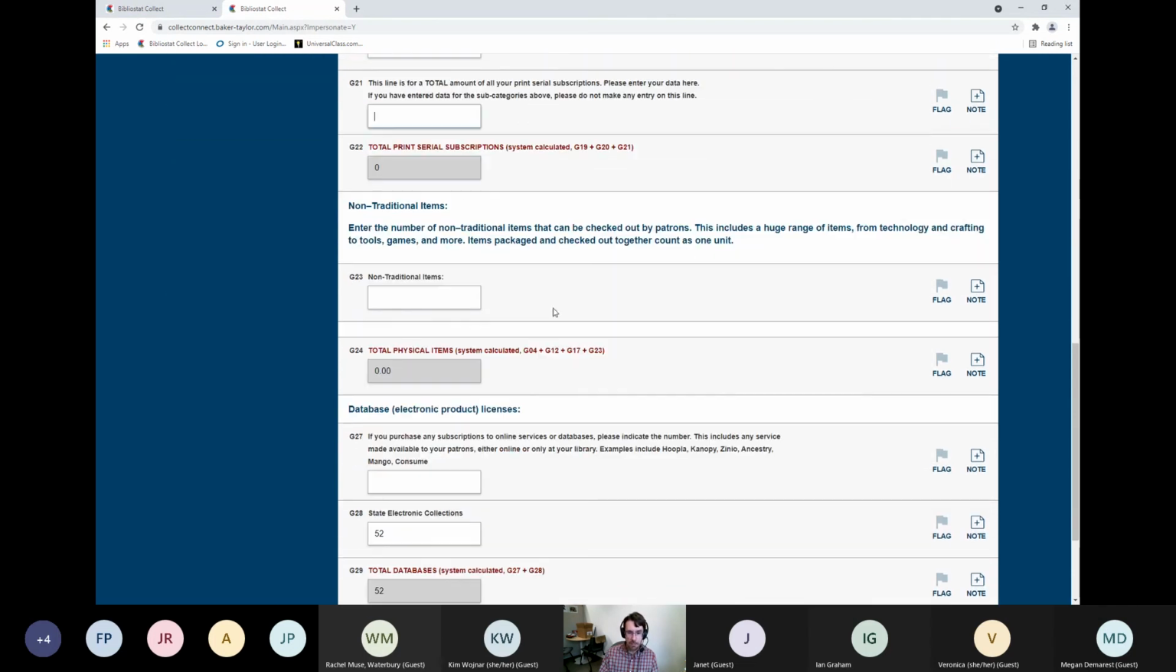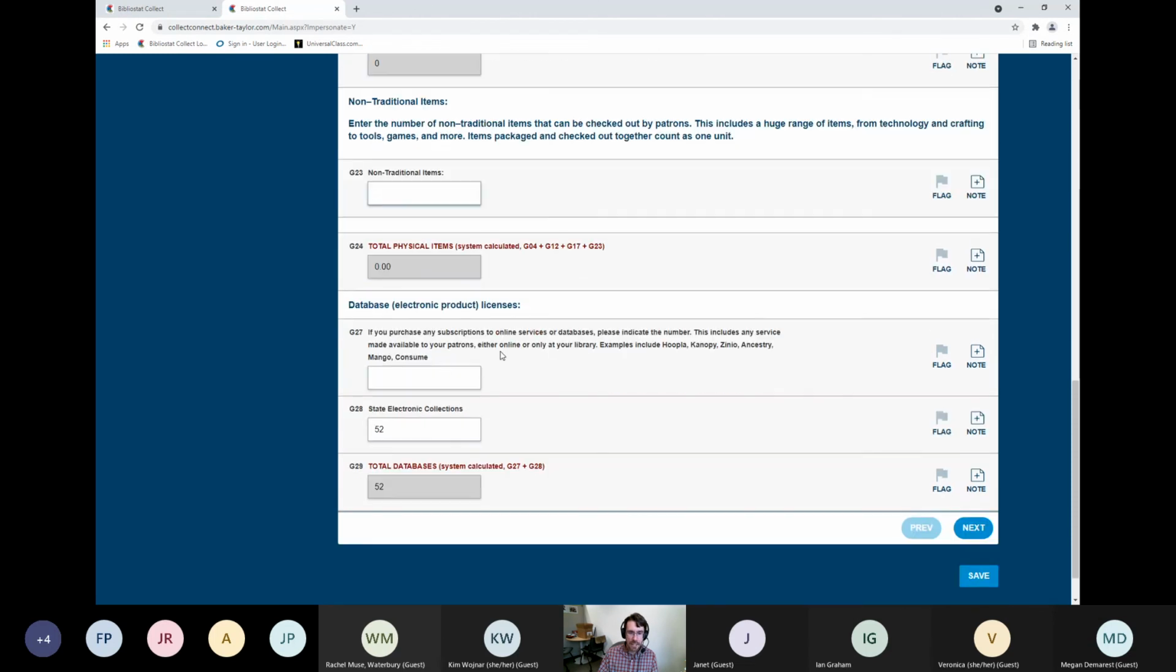Next, non-traditional items. How many non-traditional items do you have for checkout by patrons? It covers everything, but if they go out as a set, they count as one thing. So if we have a whole kitchen set with spoons and bowls and so on, and they go out as a set, that is one item, just to clarify. So that's how it works. We want those here.